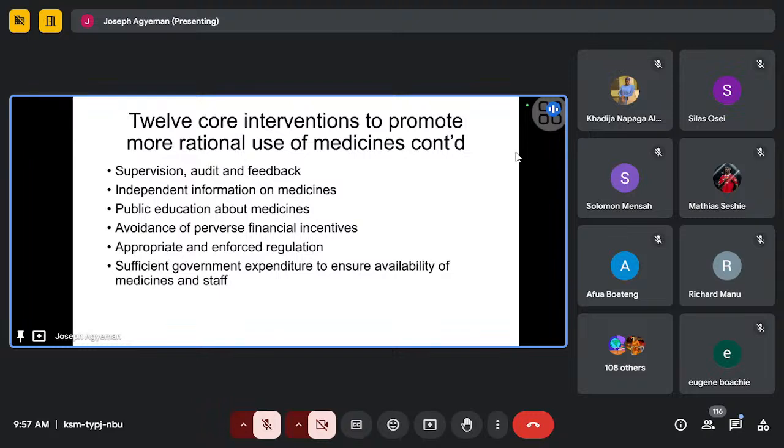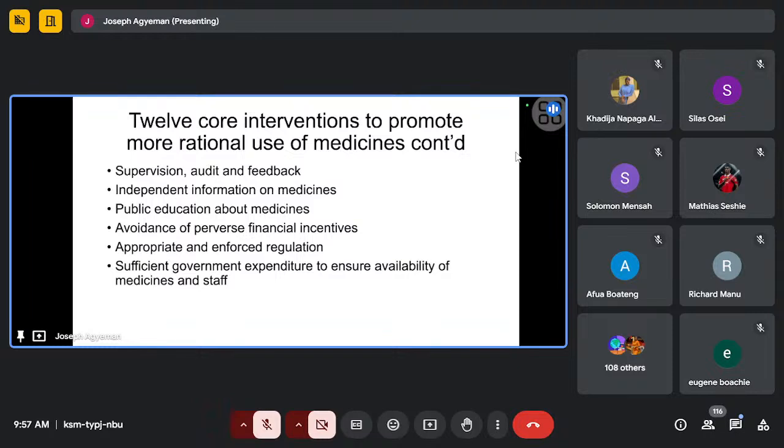Then you try to assess the situation by identifying the type, the magnitude, and the reason behind the irrational use of medicines. And then you come out with some of the interventions, the 12 core interventions, the ones that you can really explain and link to how they will help or contribute to the achievement of rational use of medicines. Then you conclude. That should be the approach.